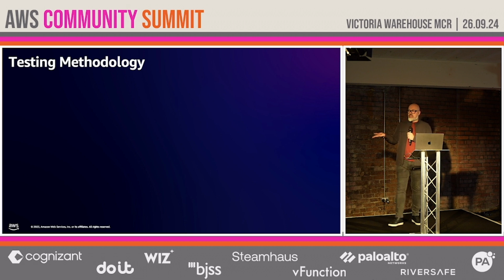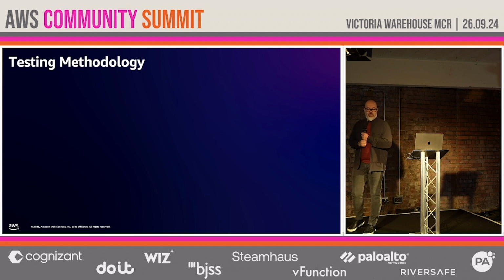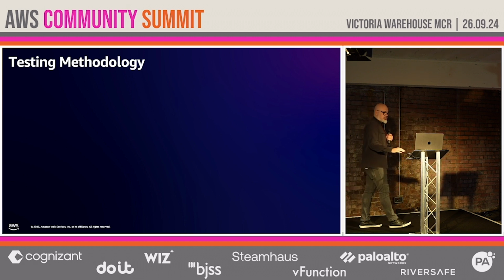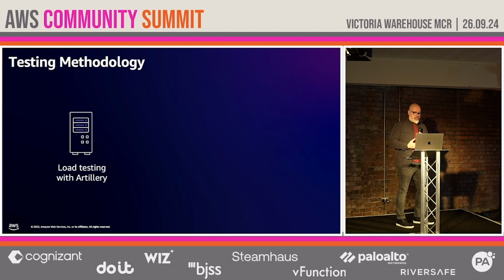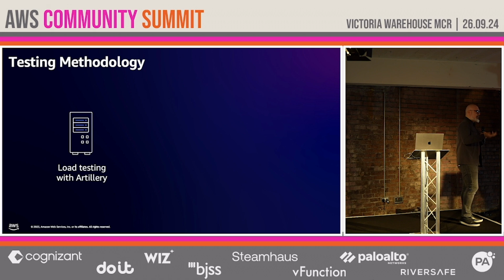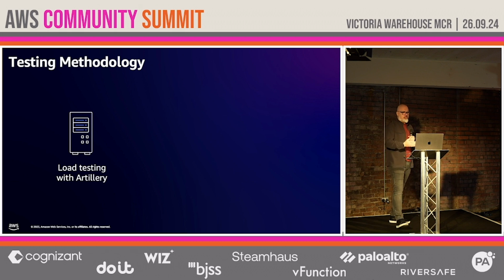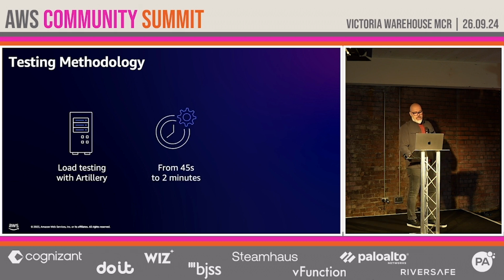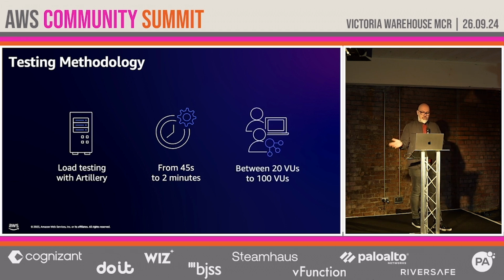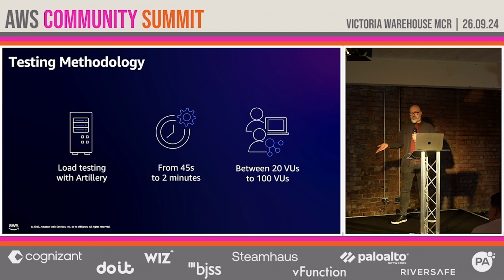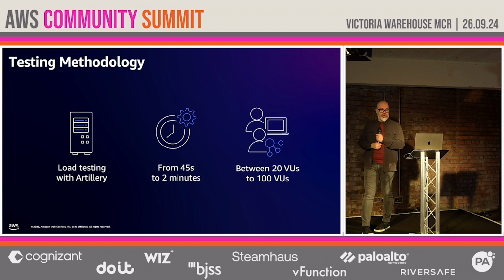Okay, so those are the things that I have implemented in my workload. So let's talk about the testing methodology, because, as I said, I want to show you a few things that I've done. First of all, I use Artillery, a Node library that enables you to do load testing. It's like JMeter, if you're familiar with that, but for Nodeland. I tried tests from 45 seconds to 2 minutes of sustained load, and I moved from 20 to 100 virtual users, which are basically equivalent to requests per second, okay?